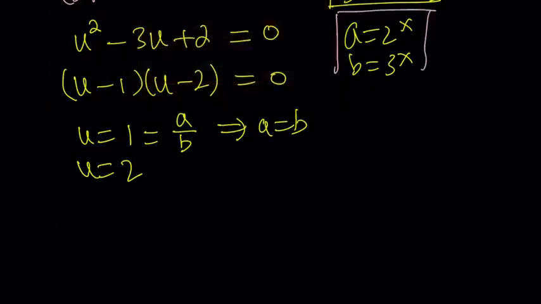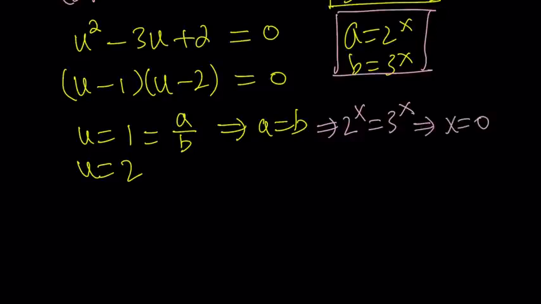Awesome. Now, what does a equals b mean? It means 2 to the power x equals 3 to the power x. But is that possible at all? Think about it, you have different bases. Well, it's only true if x is equal to 0. So this implies x equals 0. So x equals 0 is a possible solution.